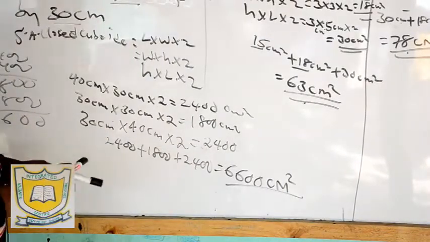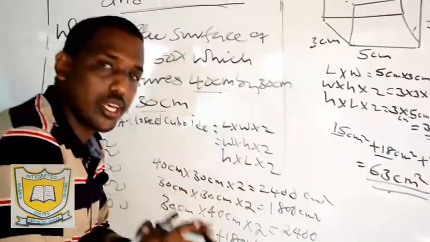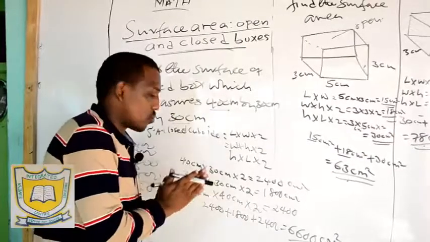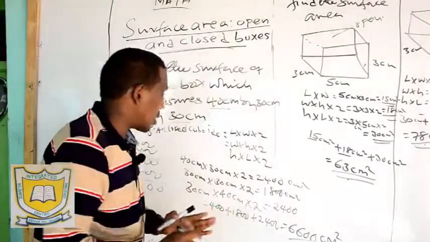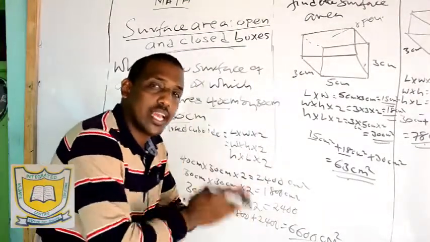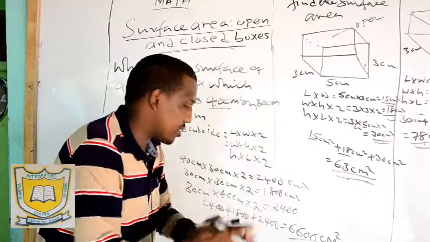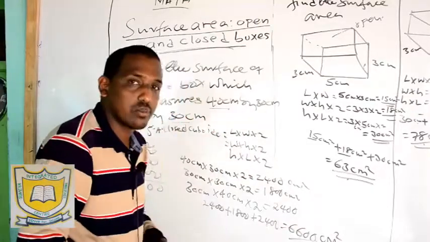So closed: length times width times 2, width times height times 2, then height times length times 2. Then you add, you get 6,600 centimeter squared.